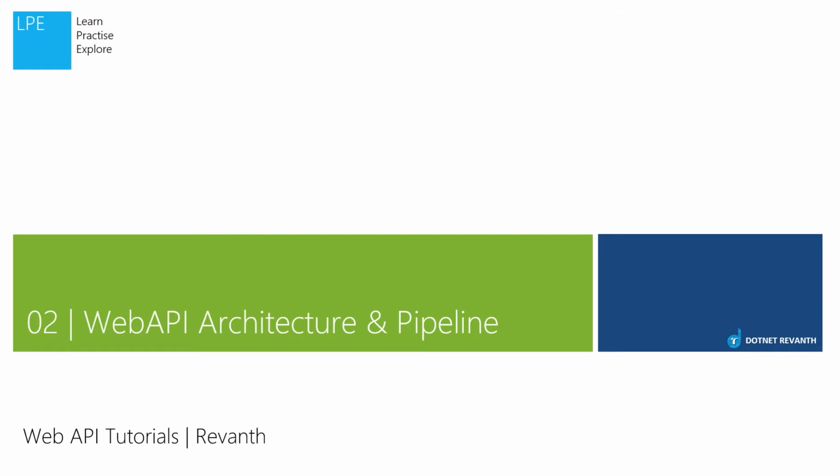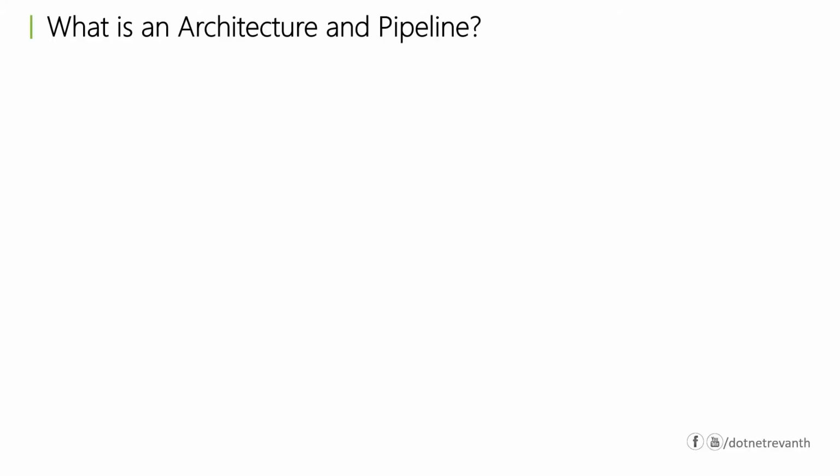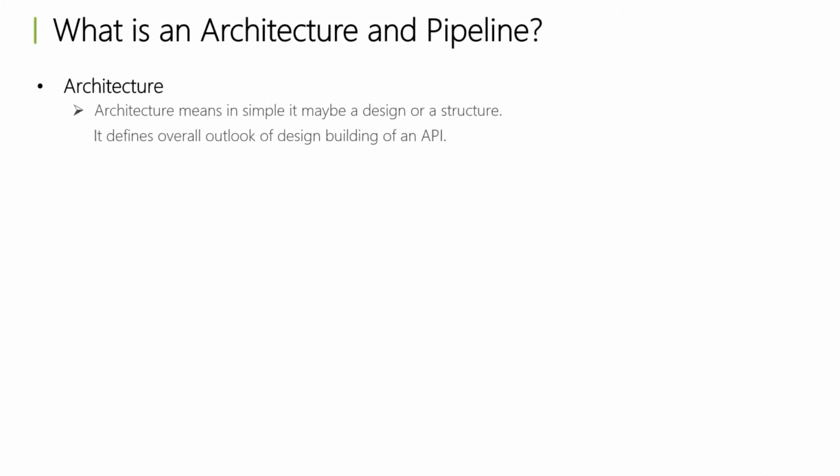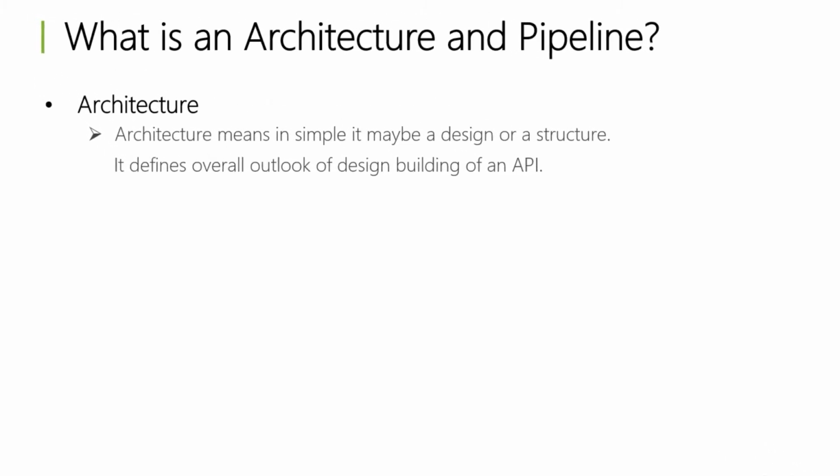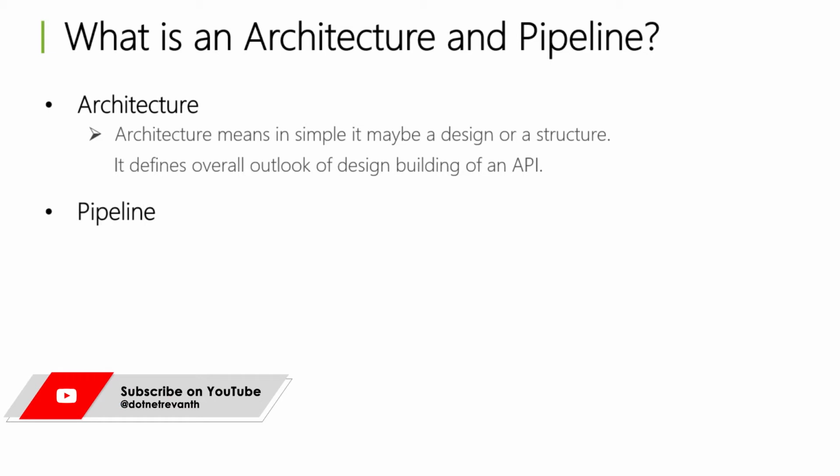In this session, we will discuss WebAPI architecture and pipeline. So, what is an architecture and pipeline? Architecture means, in simple terms, a design or a structure. It defines the overall look of a design, the building blocks of an application. It is nothing but an API.